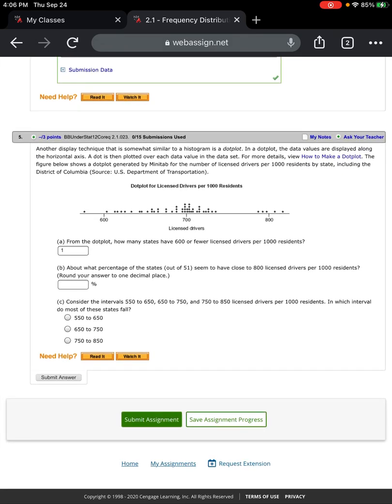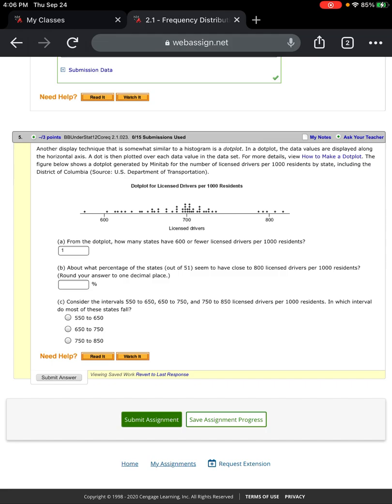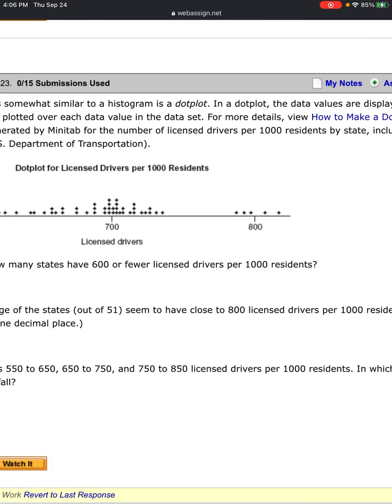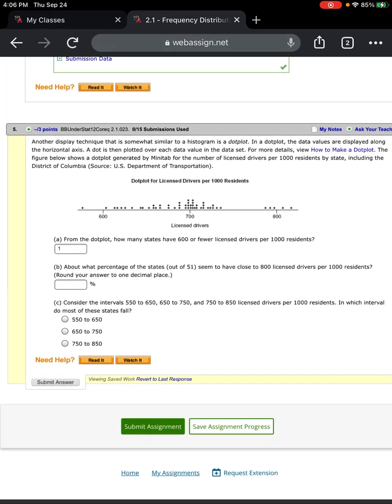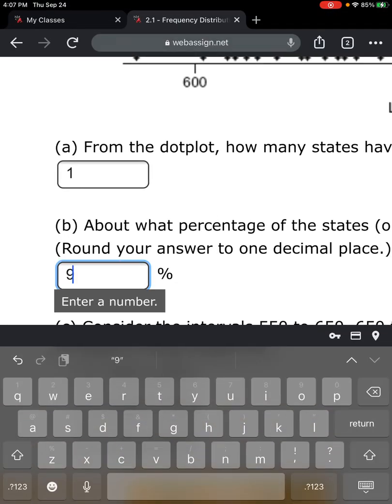Part B, about what percentage of the states out of 51 seem to have close to 800 licensed drivers per 1,000 residents? Close to 800. There's 5 of them out of 51. So what we'll do is 5 divided by 51 times 100 to make it a percent. I'm getting 9.8, and so that's what I'm going to put in here.